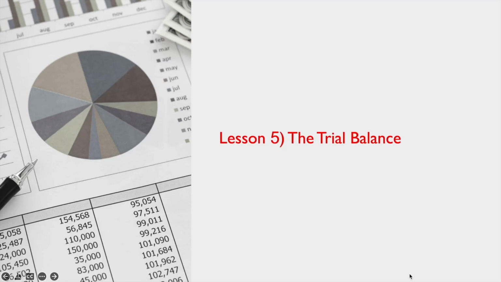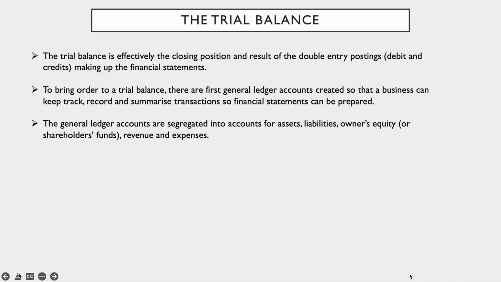Hello and welcome back. In this lesson, we will be covering the trial balance. The trial balance is effectively the closing position and result of the double entry postings, which are the debits and credits contained in journals. The double entry debits and credits are contained within journals, which effectively make up the trial balance, and the trial balance is then used to construct the financial statements.